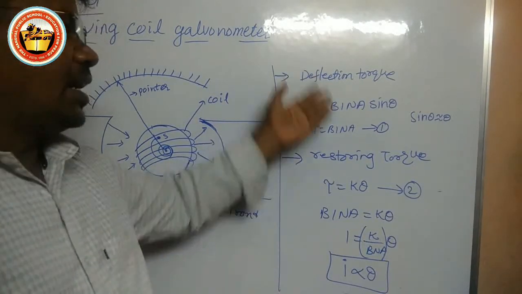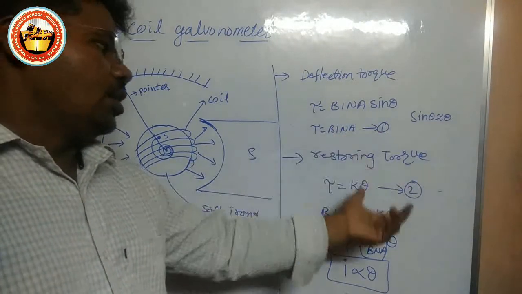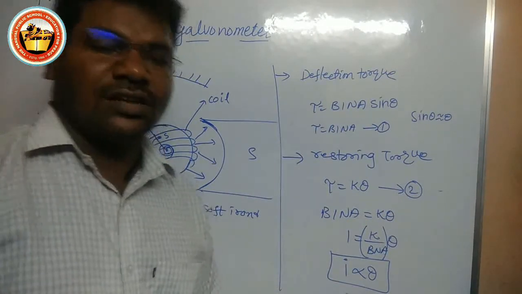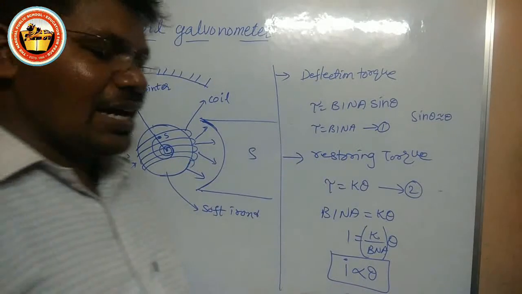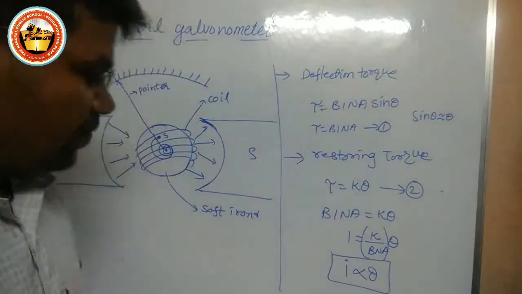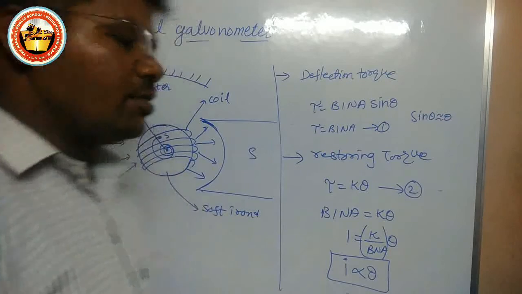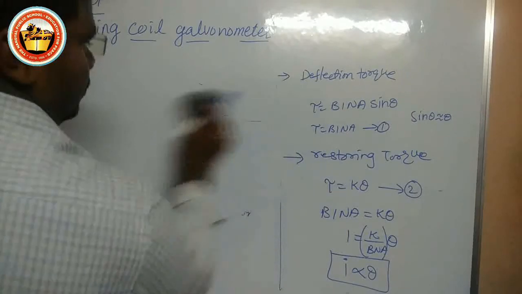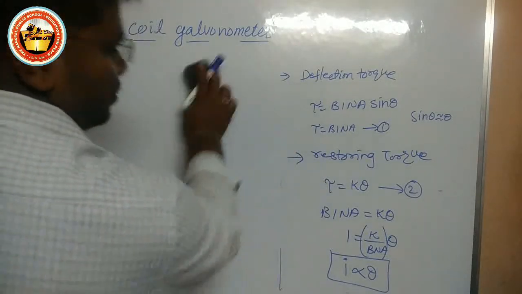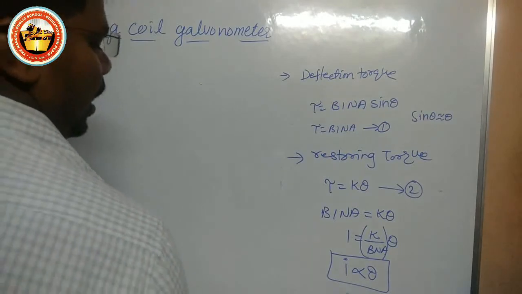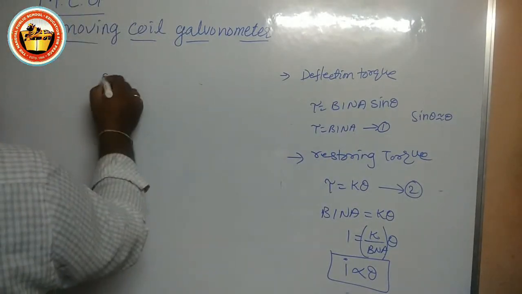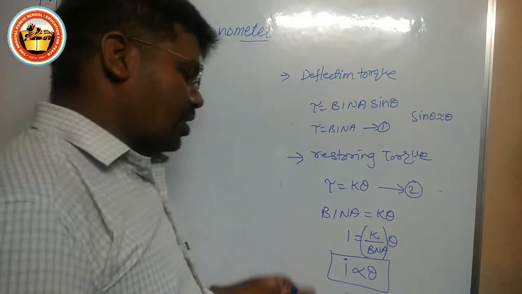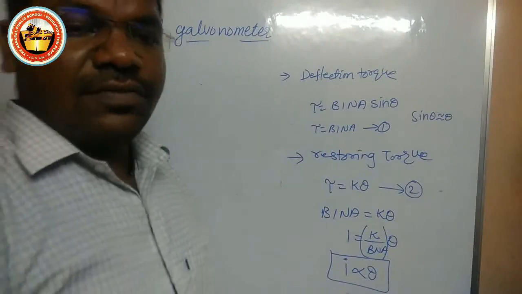It is action and reaction. By equating with the help of equations 1 and 2, we get the relation I is proportional to theta. The current passing through the coil is proportional to the deflection angle. Current is directly proportional to the deflection angle. If the current is increasing, the angle will also increase.